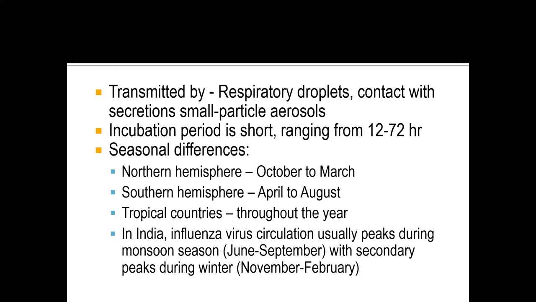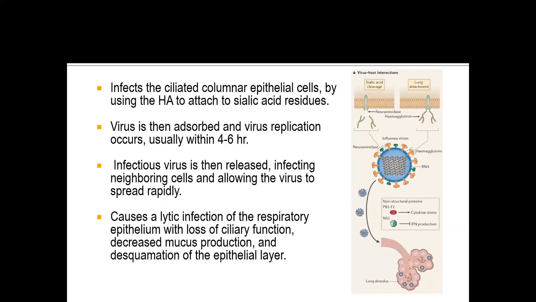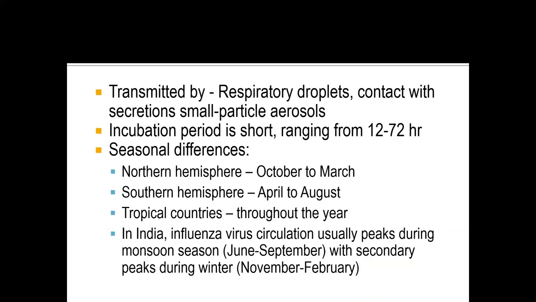These are primarily transmitted by respiratory droplets, contact with secretions, or small particle aerosols. The incubation period is short, ranging from 12 to 72 hours. We can notice seasonal differences. In the northern hemisphere, it is between October and March. In the southern hemisphere, it is between April and August. In tropical countries, it occurs throughout the year. In India, there is a mixed climate, so some areas fall under the tropical climate and some under the northern hemisphere pattern. Influenza circulation usually peaks during the monsoon season, between June and September, then there is a brief break, and it starts again from November to February. The importance of knowing this seasonal variation is that we have to vaccinate the children so they have appropriate antibodies by the time the season arrives.